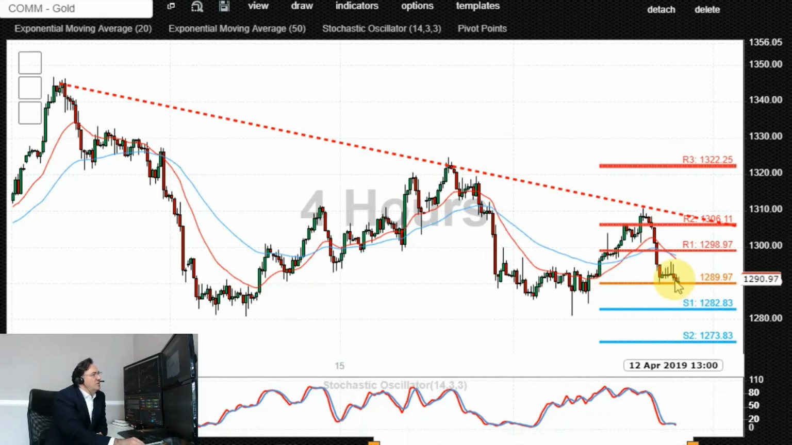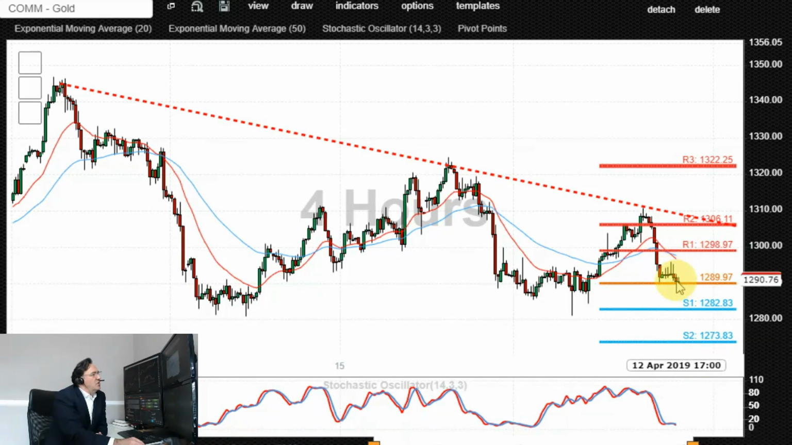So either a loss of these current lows and a dip lower, or maybe a shallower pullback towards 1300 and then retracement favors bears, potentially targeting 1282, 1280, 1274, 1270, 1265 to the downside.